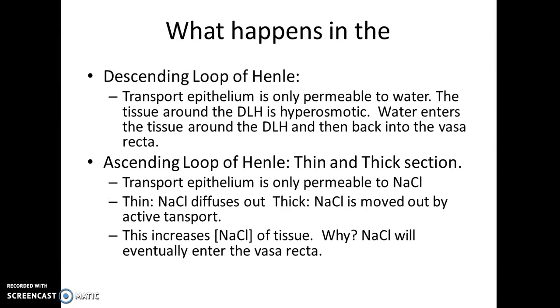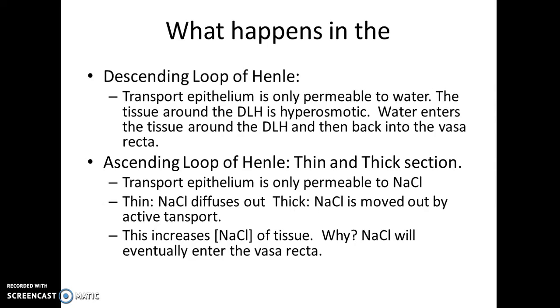So now, the descending loop of Henle. There's only one thing that the descending loop of Henle is permeable to, and that is water. So the water will enter the tissue surrounding the descending loop of Henle, which is hyperosmotic. So the water enters the tissue, and then that water will go back into the vasa recta, and that's your blood. The ascending loop of Henle, there's two sections. There's a thin and then there's a thick section.